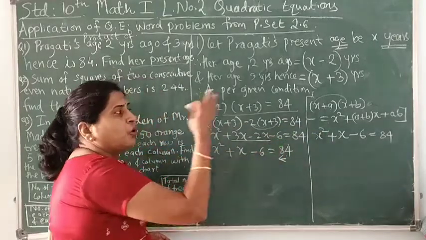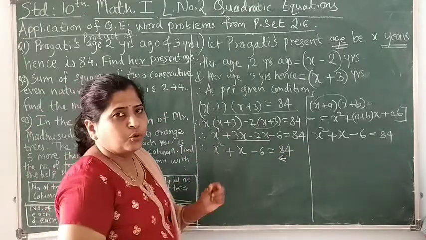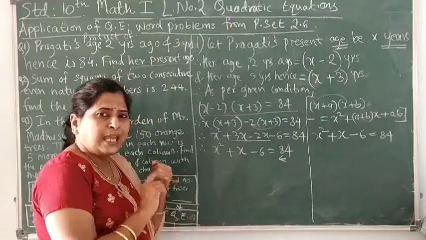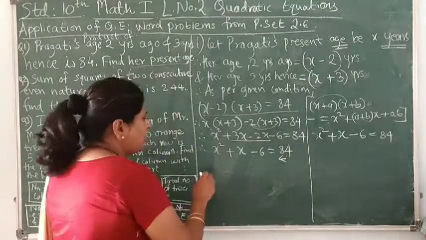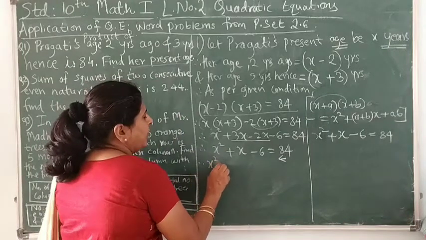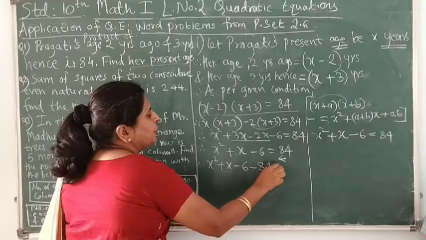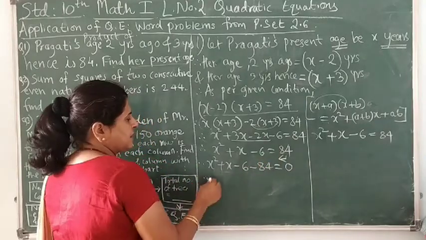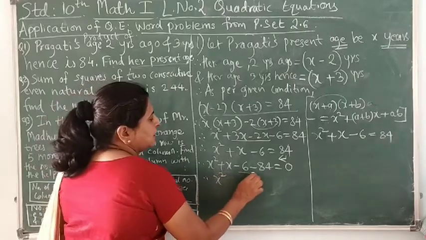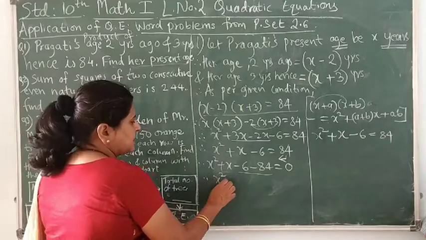We have to take 84 to the left side and make the right side 0 to get it into standard form, ax square plus bx plus c is equal to 0. Therefore x square plus x minus 6 minus 84 is going to be equal to 0. Plus 84 has come as minus 84. Therefore x square, now these are the two like terms, to combine, plus x.